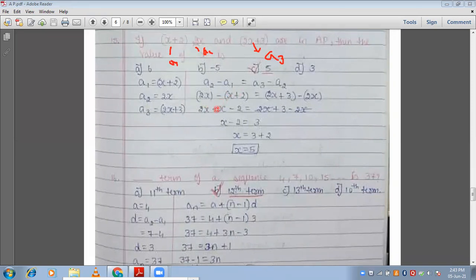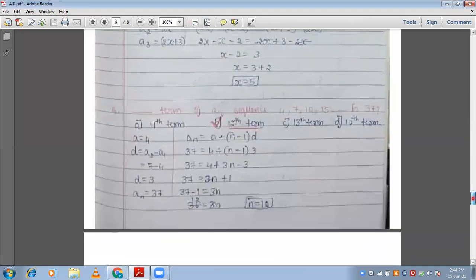2x plus, minus x, minus 2, is equal to 2x plus 3, minus 2x. Now plus 2x minus 2x get cancelled. Plus 2x minus x is plus x, minus 2 is equal to 3. x is equal to 3 plus 2. Take the minus 2 to the right hand side, it will become plus 2. So you got x is equal to 5. So which option is right? Option C is right.